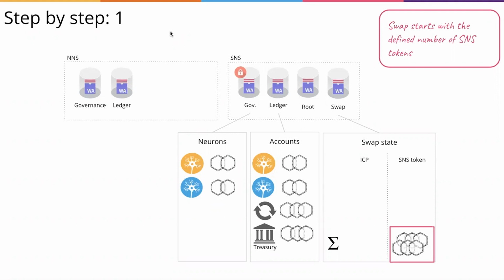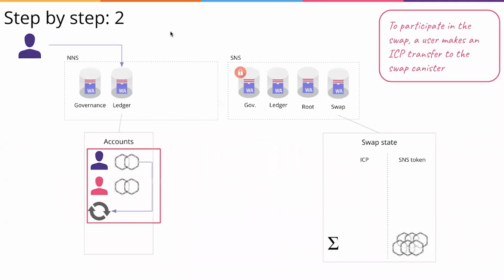And you can see in the swap state here, where we're going to focus mainly on the swap state and the swap canister, those tokens you can see in the purple box. Those are the SNS tokens that have been allocated to the swap. To participate in the swap, the user needs to make a transfer on the NNS ledger. So they're transferring ICP from their account to the swap canister.